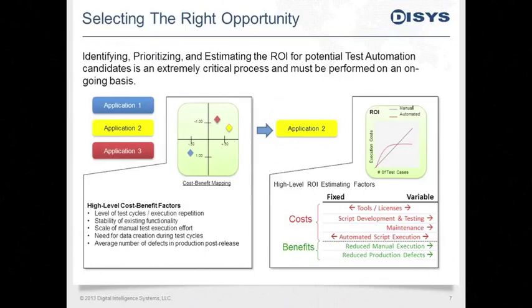On the right side, you can see after we selected a particular application, we do the cost benefits analysis. From the tools and licensing, do you have the right tools, or do you have to purchase tools? Script development and testing, typically these skill sets are a little bit more development focused versus manual testing focused. And of course, creating your automation framework, and the maintenance that's involved with that.